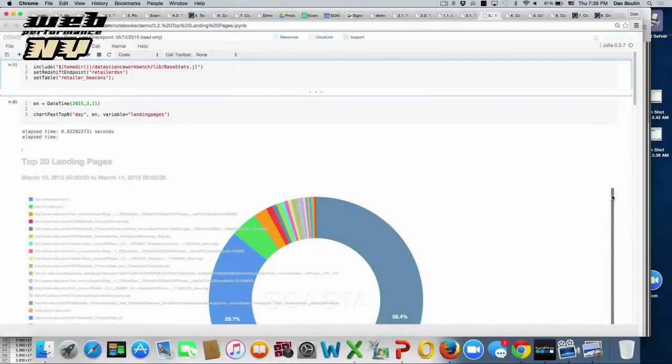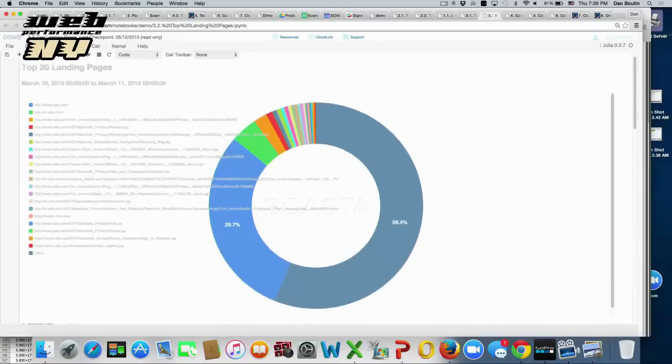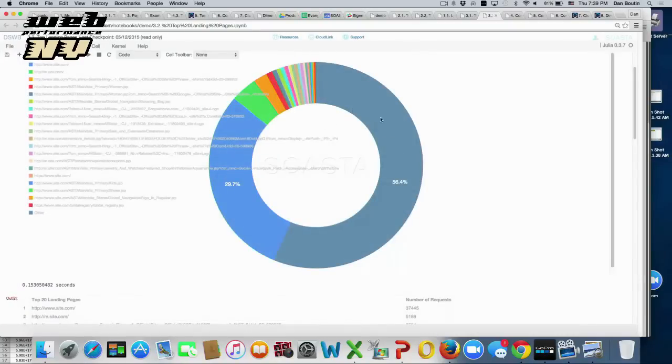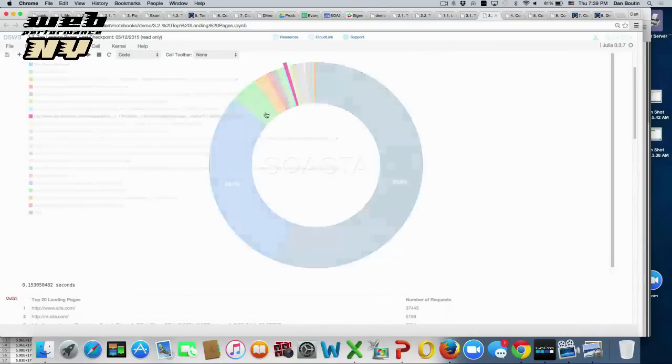Also, conversely, if I want to actually look at top landing pages, where are they coming in when they land? Same thing. Is it the home page? Is it something else? Is it the go to cart and submit? This is a pretty critical one.